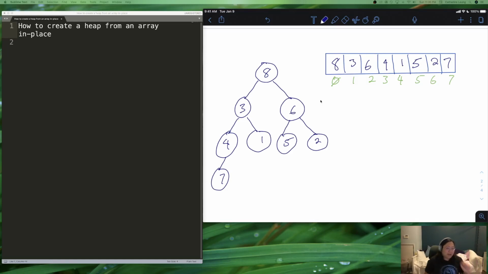So here I have an array. Now, clearly this array is not a heap. It's not a max heap. It's not a min heap. I know 8's at the root, but if you look over here, this is not a max heap. So it's not a heap. How can I build a heap from here?